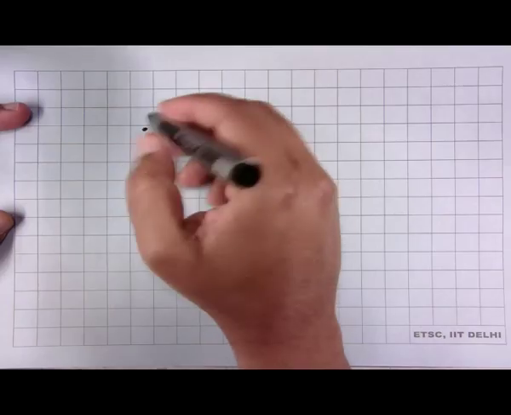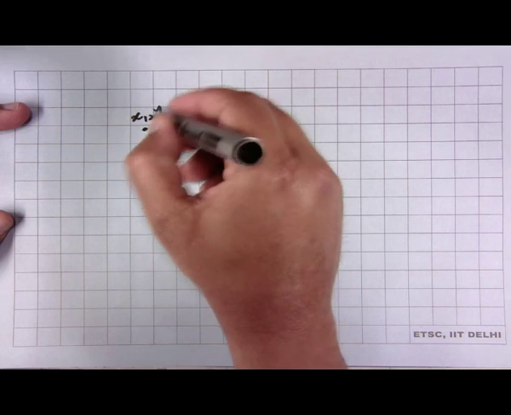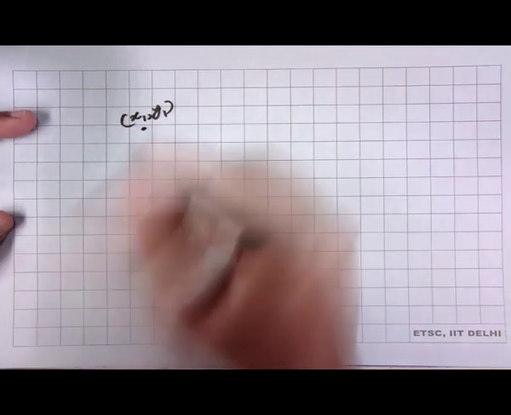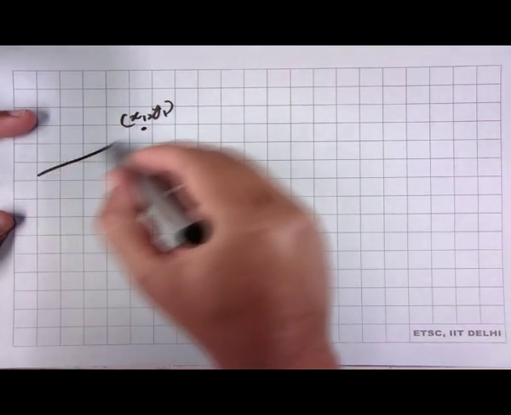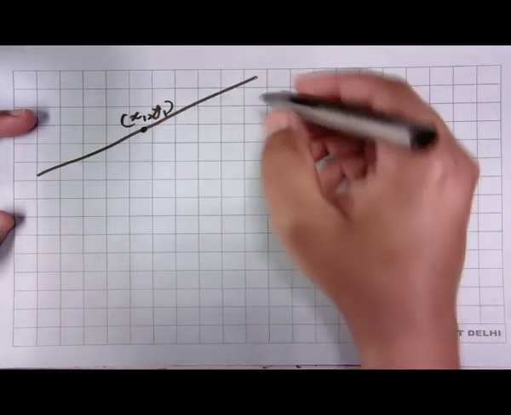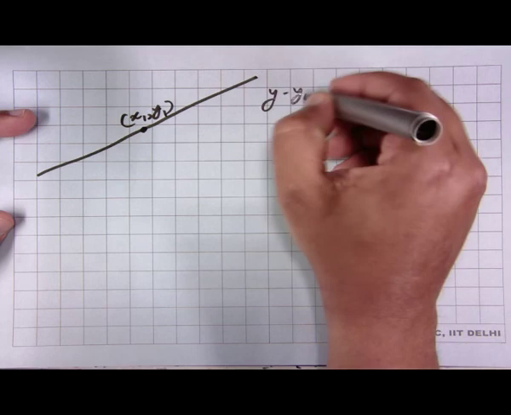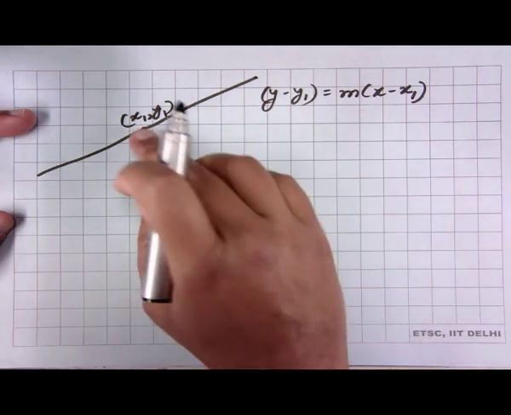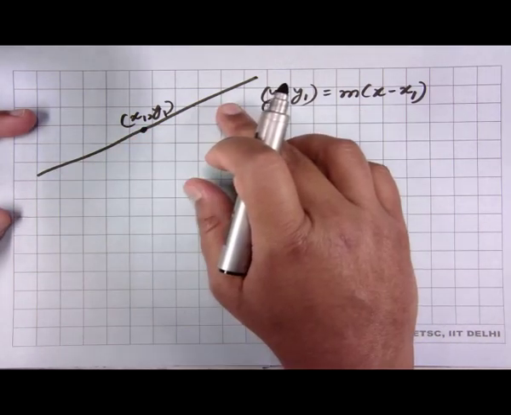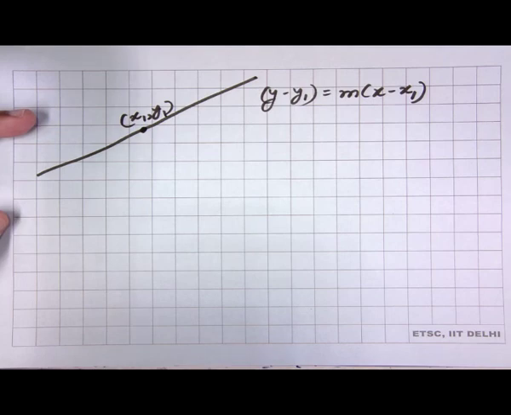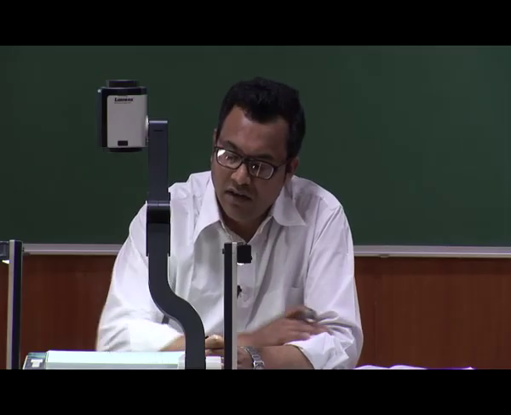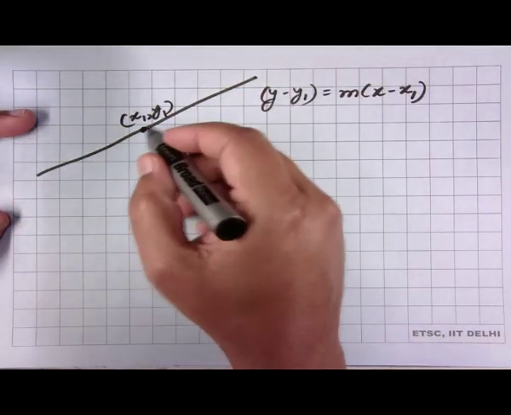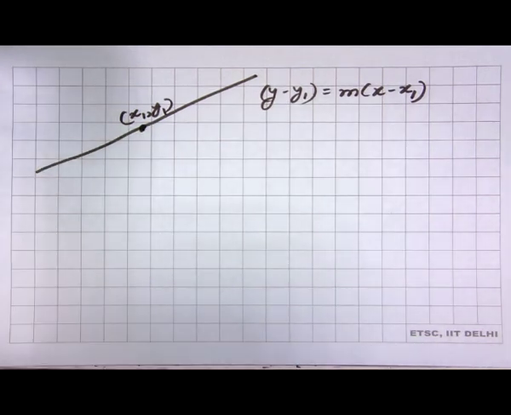So, let us say that we have a fixed point whose coordinates are x1, y1, and let us say that there is this straight line whose equation is y minus y1 equal to m times x minus x1. So, this point x1 y1 lies on this straight line. So, we are going to find the equation of the family of circles which touch this straight line at exactly this point only. So, obviously, there are infinitely many circles.